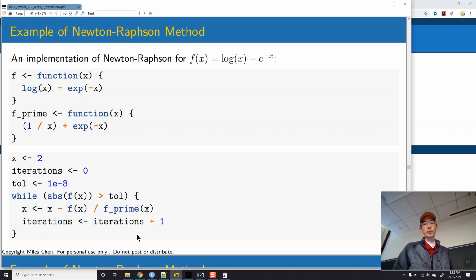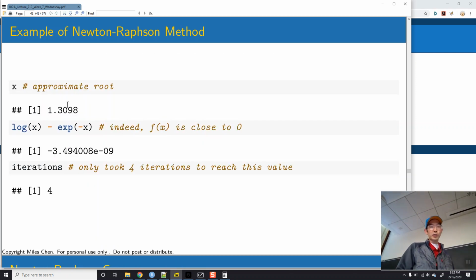We just count the number of iterations. Here I started off at some arbitrary location, 2, and the approximate root is 1.3098. If I plug that in, indeed I get a value very close to 0: negative 3.49 times 10 to the negative 9. And it only took us 4 iterations to reach this value. So Newton-Raphson often converges very quickly.